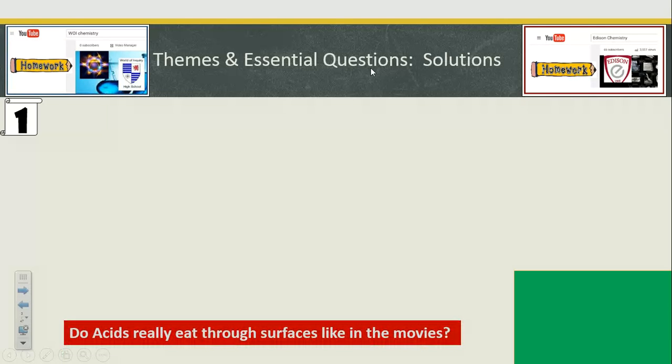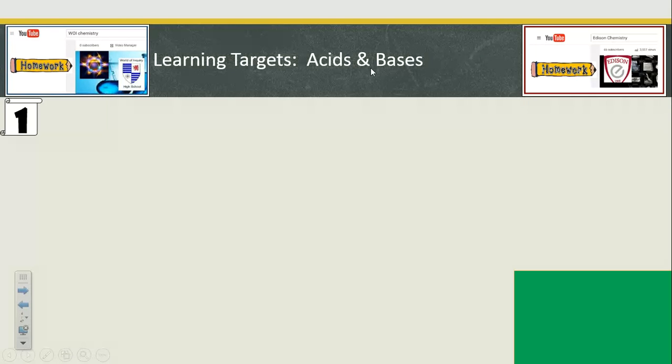And then, do acids really eat through surfaces like you've seen in the movies? That's kind of like the most intriguing question, I bet, for most teenagers: do acids really do that, like I saw in the show? Well, there's a reference table that'll help us understand that behavior a little bit better. So let's get to our learning targets.